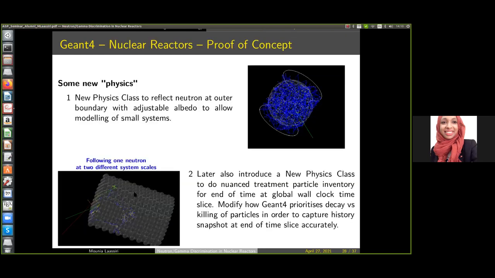Now, if we want Geant4 to model our reactor, we must introduce new physics because we want Geant4 to do a certain job. If we want to look at one bubble here, we want to give this bubble a boundary condition. This boundary condition was modeled with reflection considering an adjustable albedo as a new Geant4 class. Also, we introduce a new physics class to do nuanced treatment of the particle inventory at the end of the global world clock time slot. And then we modify how Geant4 prioritizes the killing of particles in order to capture a history snapshot at the end of the time slice accurately.